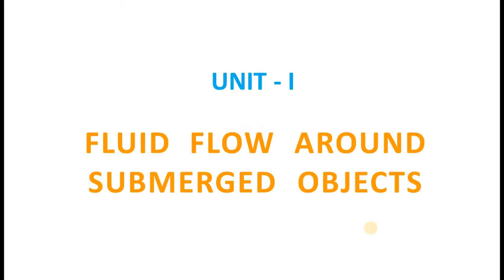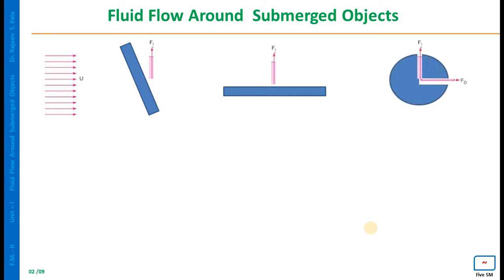Now we'll discuss Unit 1, Fluid Flow around submerged objects. Various objects we have to discuss. First object is inclined plate, horizontal plate and circular discs. So we have to study the lift and drag forces acting on these submerged objects. This is the direction of fluid flow.